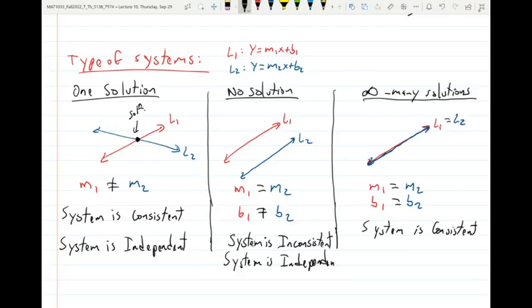For example, if they tell you, oh, you have a system that's inconsistent and independent, you know that they're talking about a parallel situation. If they tell you the system is consistent and independent, we're talking about the first case, okay? One solution. And this one is consistent, dependent. The system is dependent.